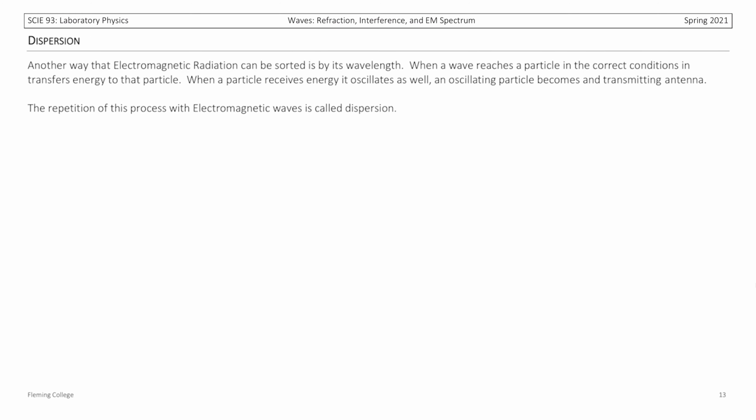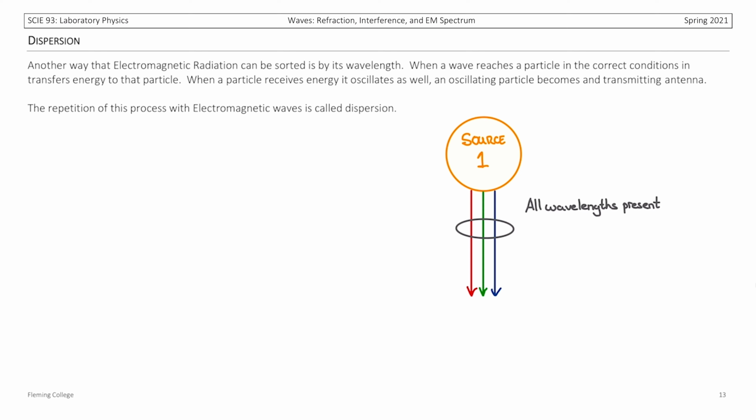Our last behavior is dispersion. Dispersion is similar to polarization, but it focuses on wavelength. Let's draw a diagram right away. Consider a source far away, like the sun. That source will emit light at all different wavelengths. When all of the wavelengths reach the same surface, like here, that light will appear white.